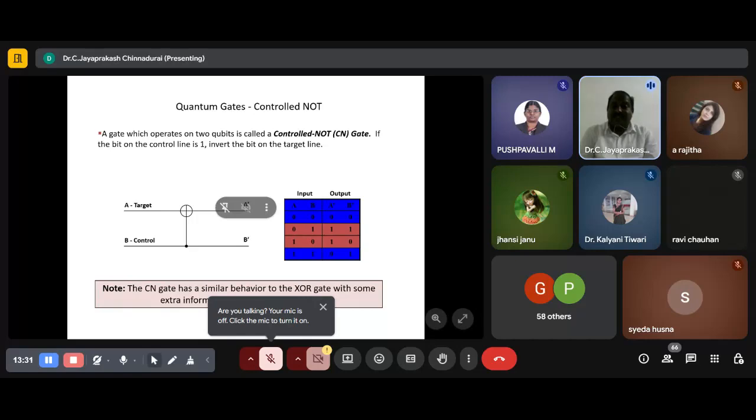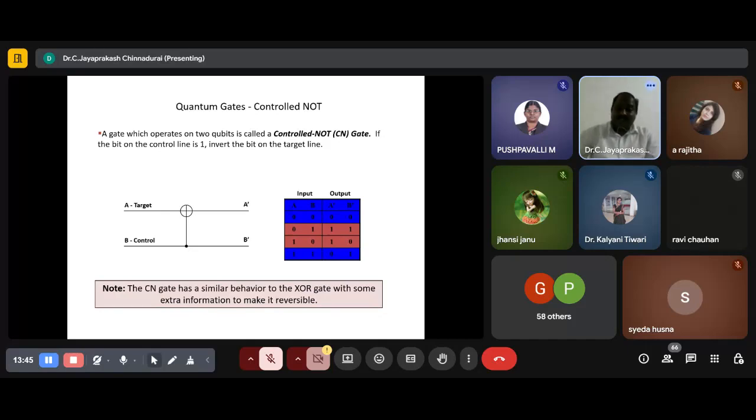So we have two lines. One is a target line, another one is the B control line. The A target line can be controlled by the B control based on the value. If the bit on the control line is 1, it will invert the bit on the target line. Understand that? Are you able to follow? Yes, sir. Yes, sir.